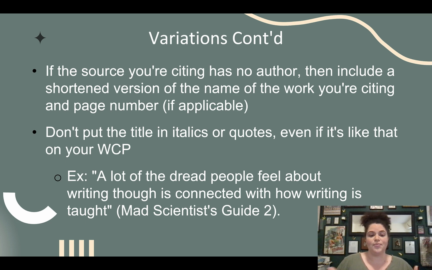So for this example, a lot of the dread people feel about writing, though, is connected with how writing is taught. Same example we've been using. This comes from a book, a whole book. So in my works cited page, Mad Scientist Guide would be in italics because it's the name of a larger book. But in my in-text citation, it's just normal. It's not italicized whatsoever.